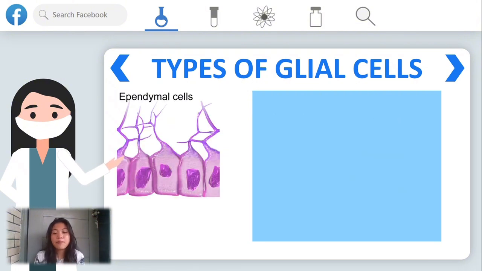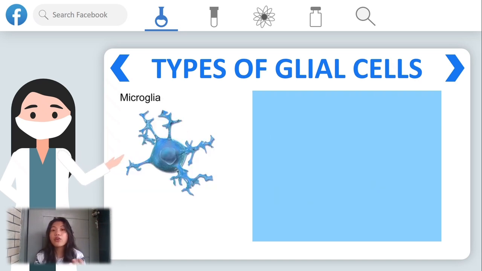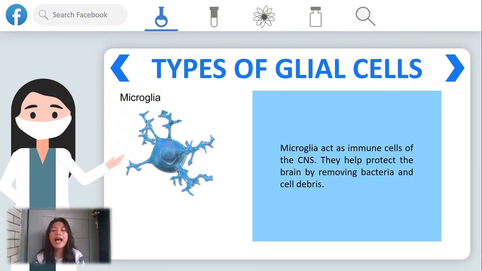Next is the ependymal cells. Ependymal cells line the fluid-filled cavities within the CNS. Some ependymal cells produce cerebrospinal fluid, and others with cilia help move the cerebrospinal fluid through the CNS. Next, the microglia. Microglia act as the immune cells of the CNS. They help protect the brain by removing bacteria and cell debris.